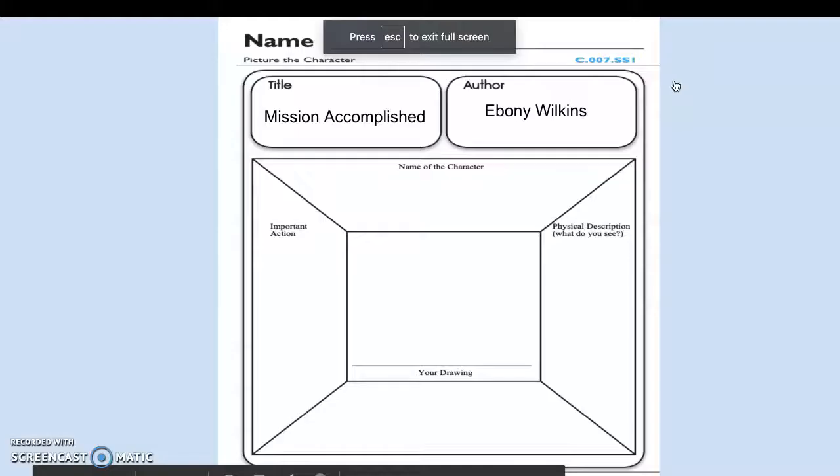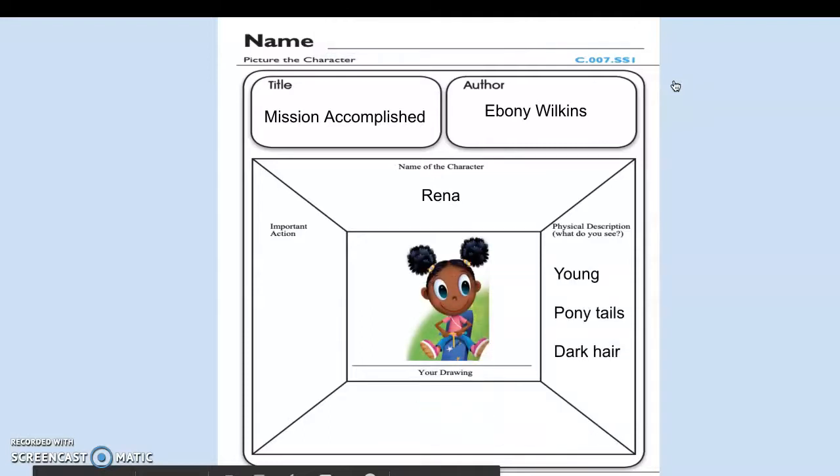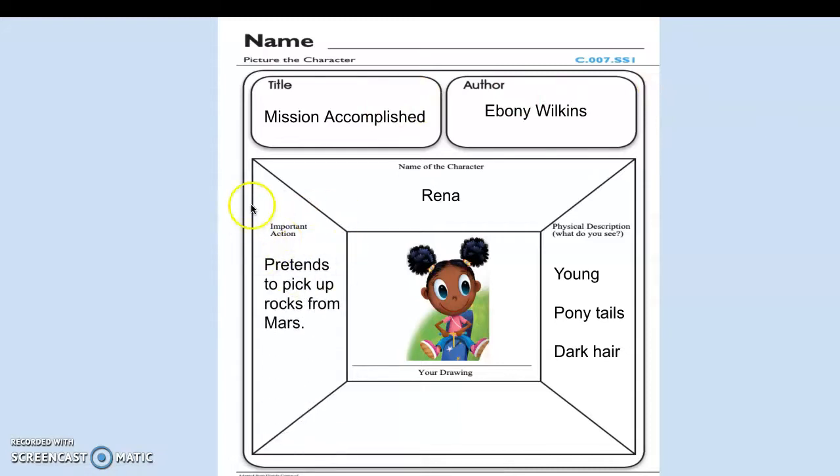And we are going to put that under an important action. The important action is that she pretends to pick up rocks from Mars. It's important because it tells me that she uses her imagination.